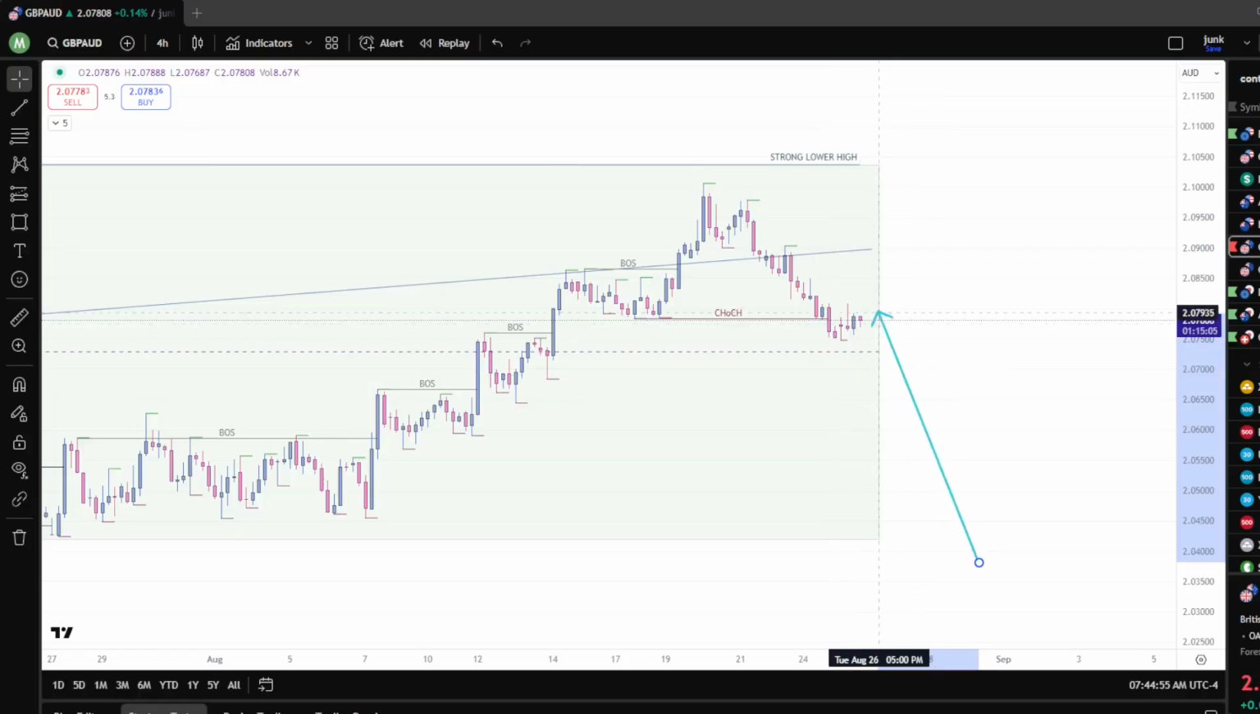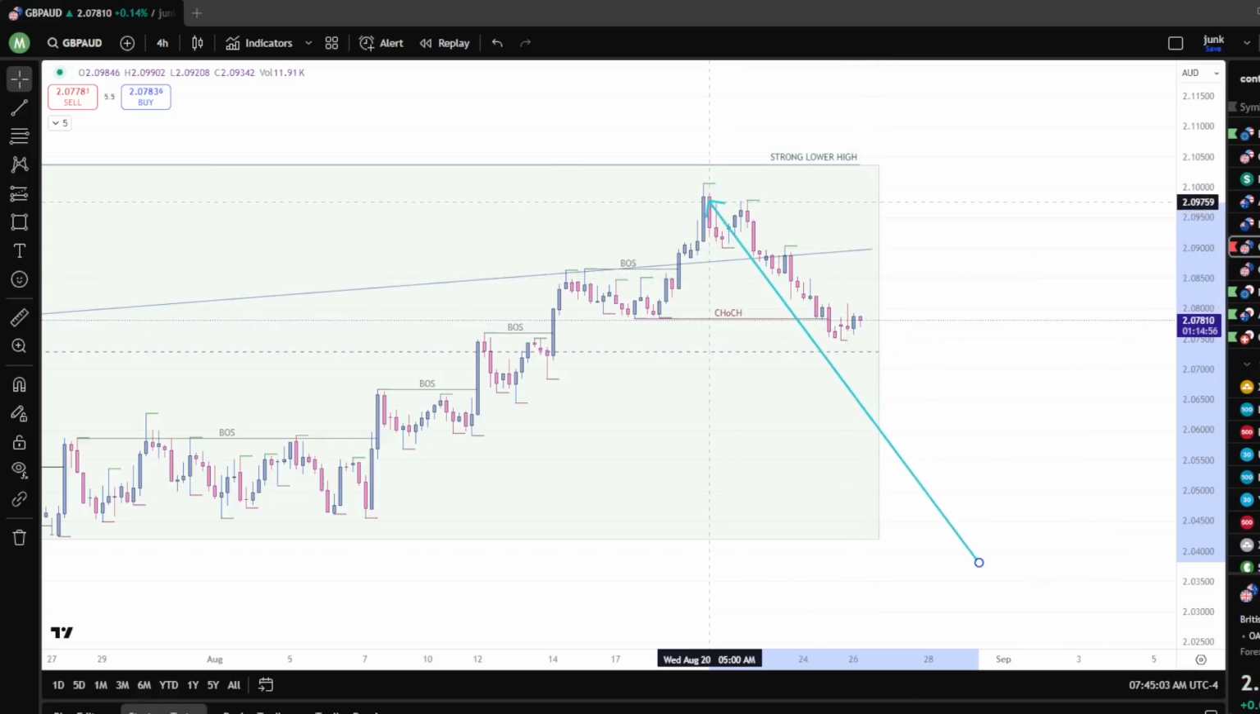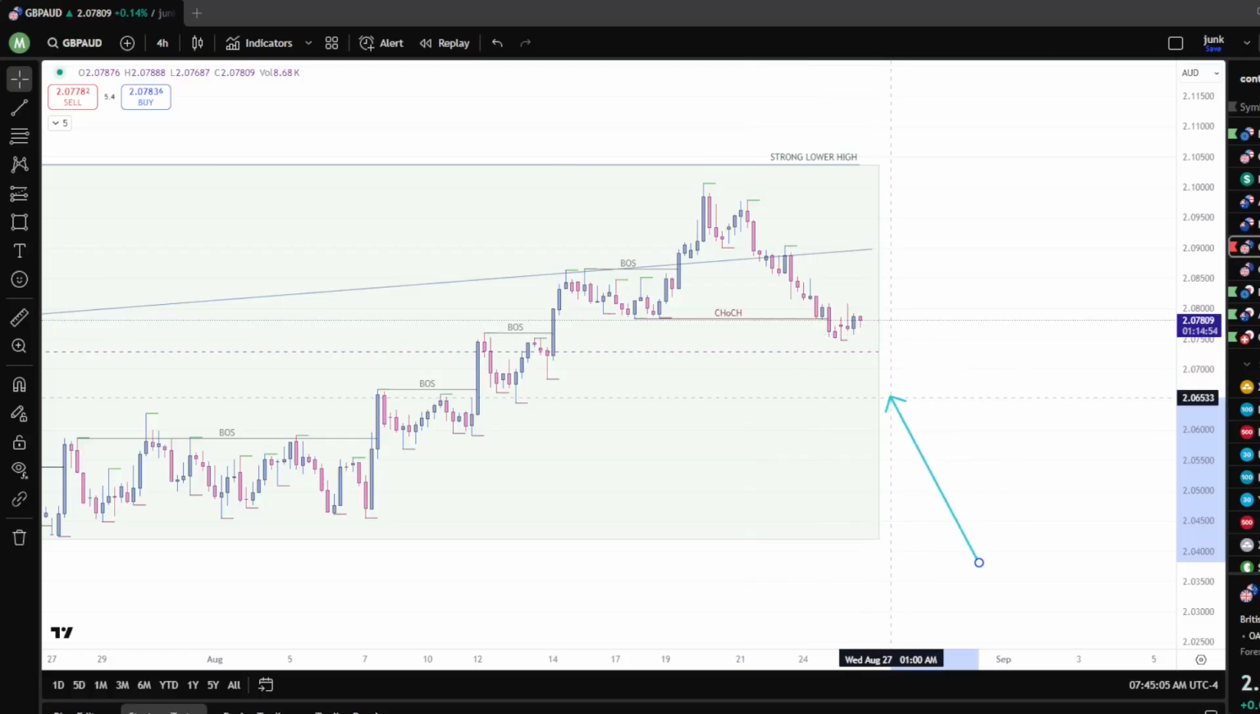But like I said, it's just consolidating right now under these lows. So momentum can pick up if it does form a new lower high from this high internally. I'll be looking for any type of selling opportunity to come back down to these lows.